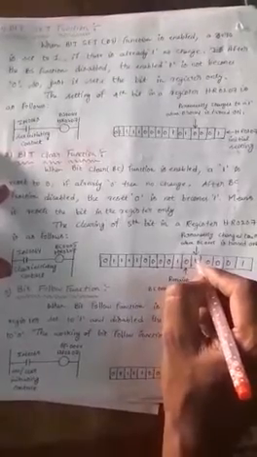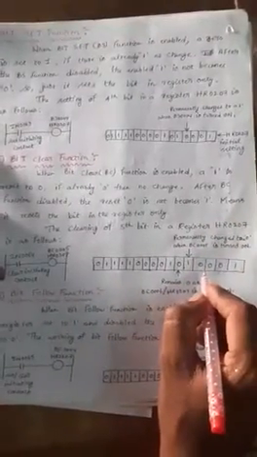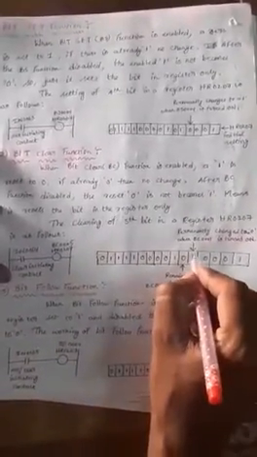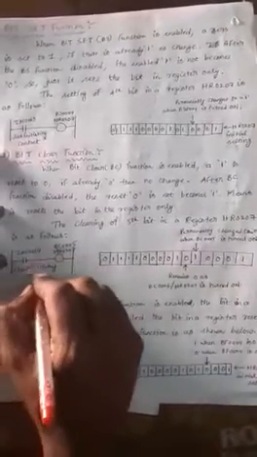And next, the bit clear function. When the bit clear function is enabled, then a 1 is reset to 0, and if there is already a 0, then there is no change. And after the bit clear function is disabled, the reset 0 does not become 1. That means here, for the fifth bit we have a 1, and if you want to make this 1 as 0, simply we can enable the bit clear function.